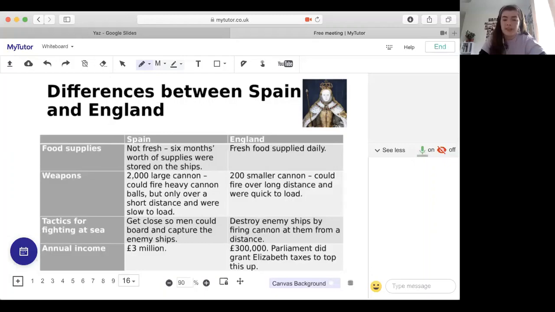Weapons-wise, the Spanish had 2,000 large cannons, which could fire heavy cannonballs, but only over a short distance, and they were slow to load.